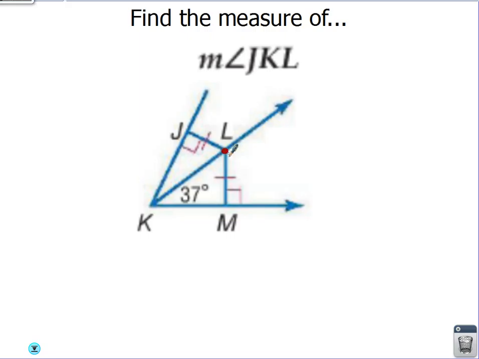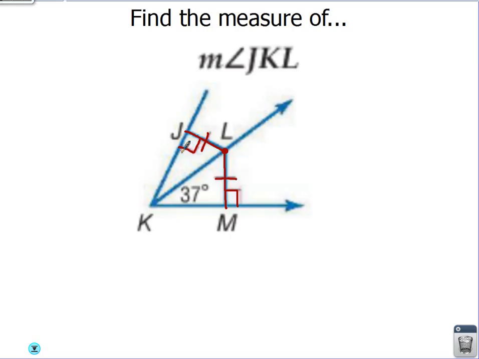L, well, we don't know if that's an angle bisector or not, but we do know this. The distance from L to M is the same thing as the distance from L to J. Now, this would be a good opportunity to teach you something about geometry. Never assume that two things that look equal are equal. And with this drawing, never assume that two things that don't look equal are not equal.